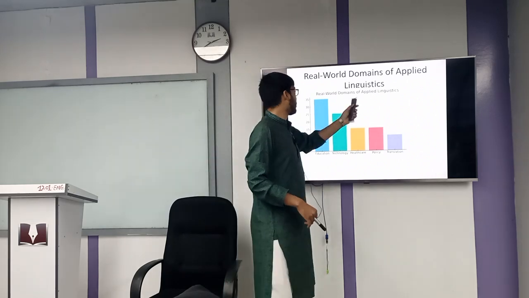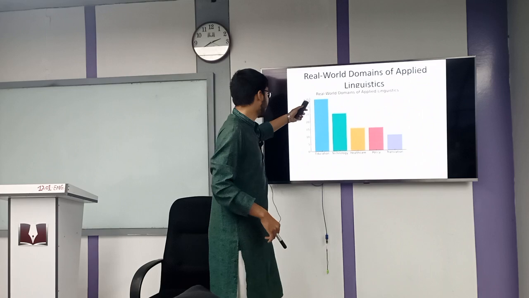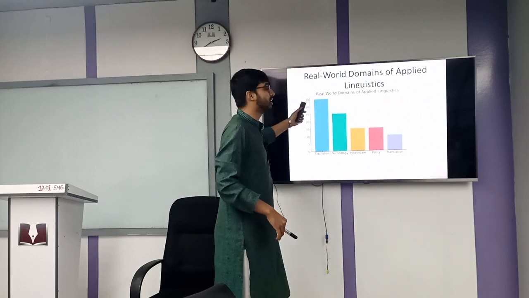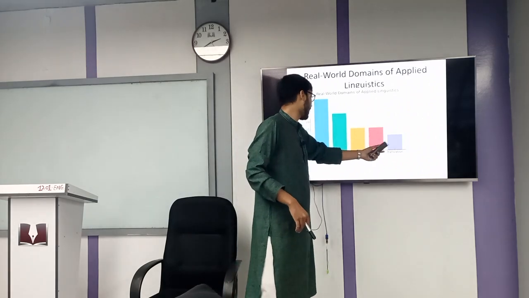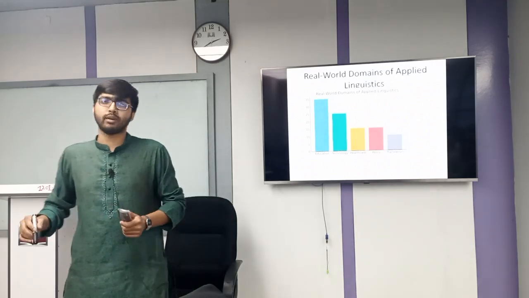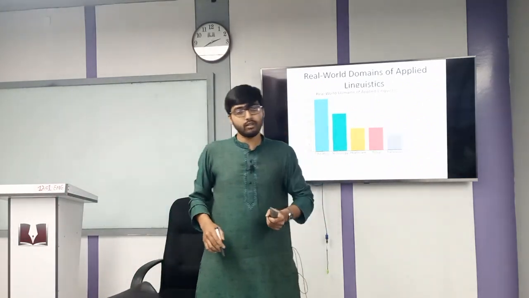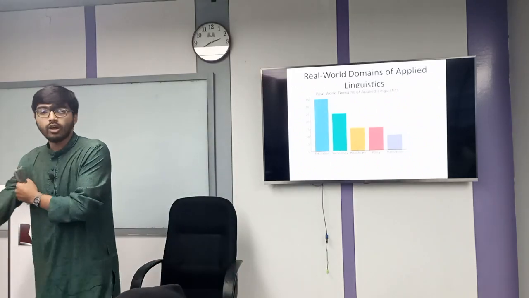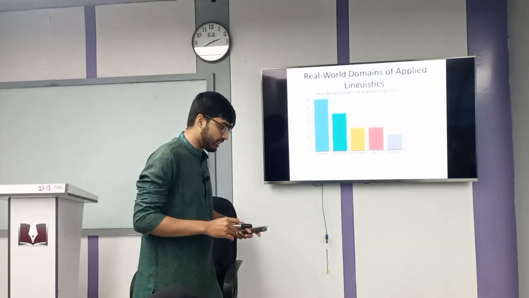So, real world domains of applied linguistics: education, technology, healthcare, policy, translation. These are basically the percentages. Okay, 35%, 25%, 15%, 15%, and translation 10%. Would you please write those numbers at least? If you can draw that diagram, that would be good. If you cannot draw the diagram, please write those numbers at least.